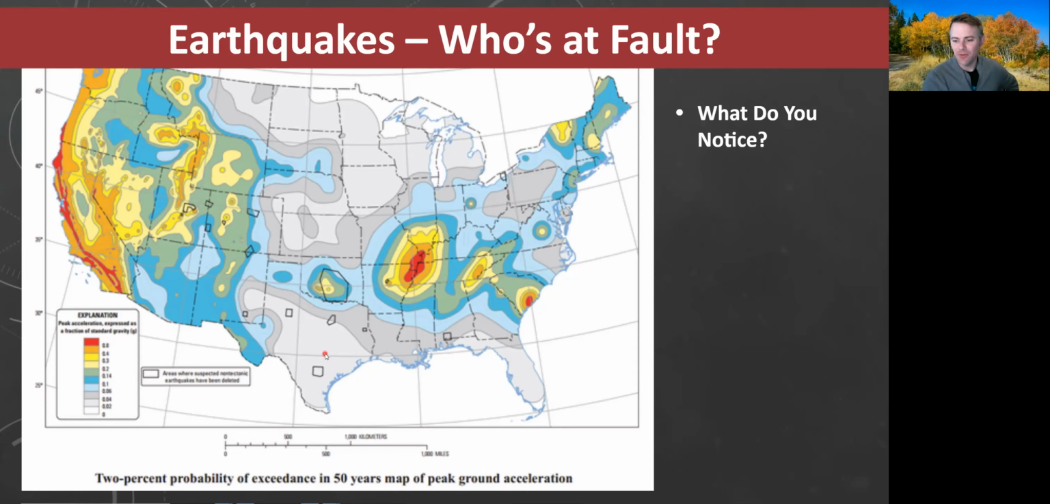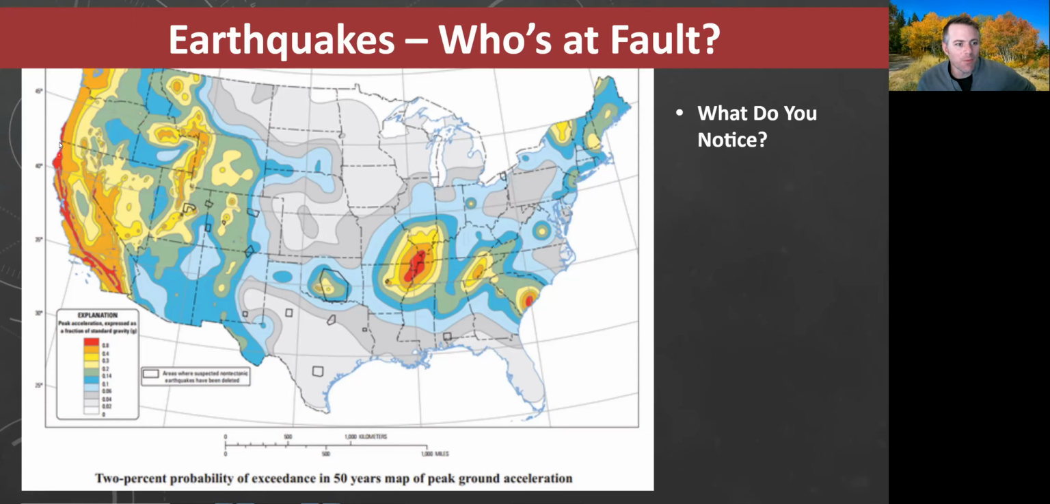And you can just chat it, you can say it out loud. If you're comparing one place to another, what are some things you notice about this area? Or earthquakes in general here in the United States? Would it be that California is super red around there? Yeah, California has a lot of red, right?